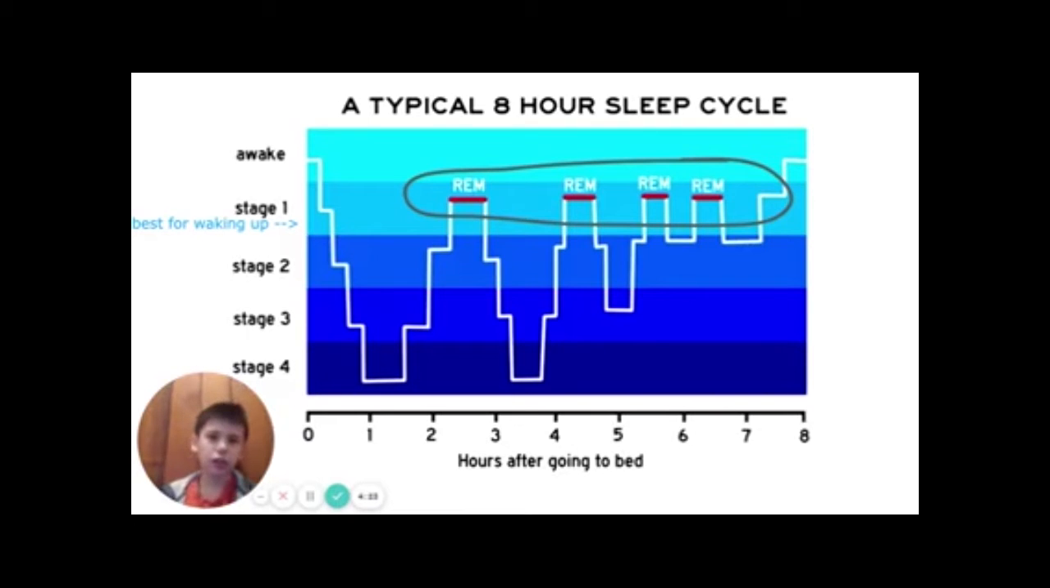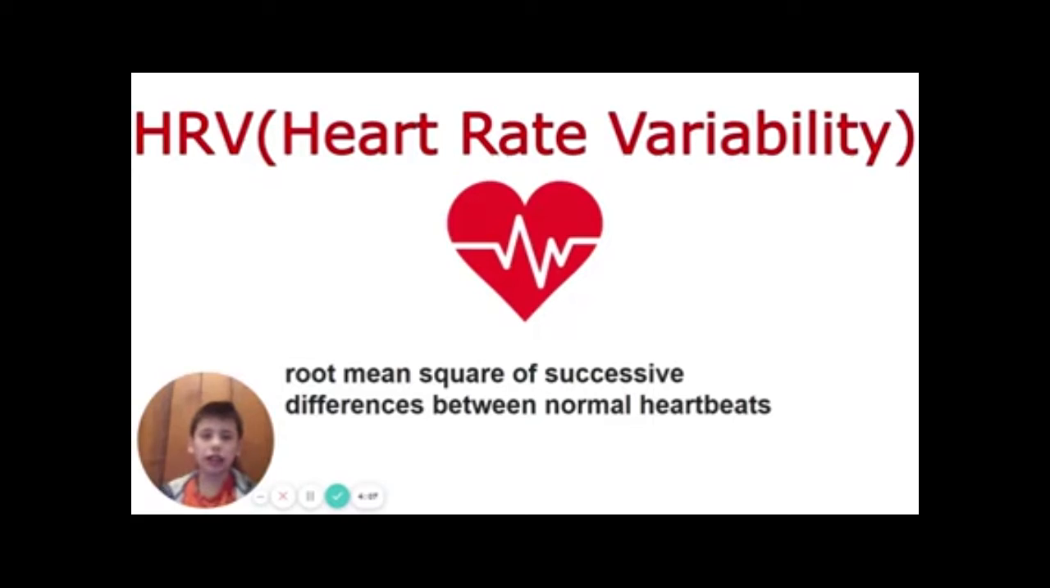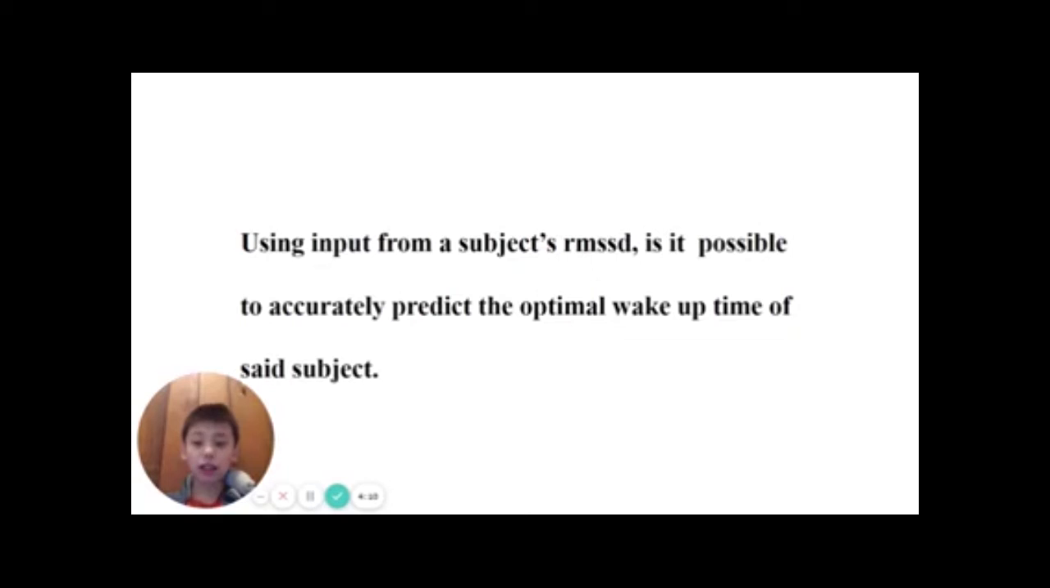As for how we would determine what sleep stage they are in, we'd use RMSSD data, the root mean square of successive differences between normal heart rates. This is a metric under heart rate variability, or HRV, and deals with basically separating how much your heart rate is changing into an easier to measure data point. The hypothesis for our project was that using input from a subject's RMSSD, it is possible to accurately predict the optimal wake-up time of said subject.